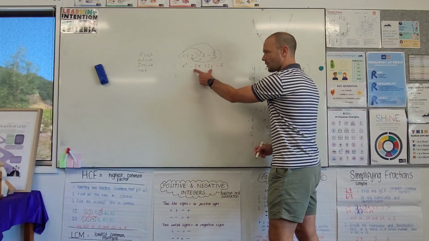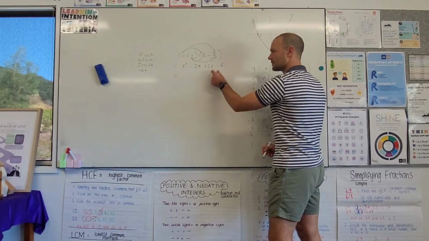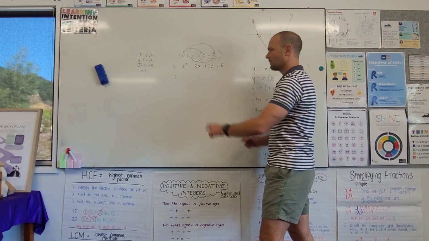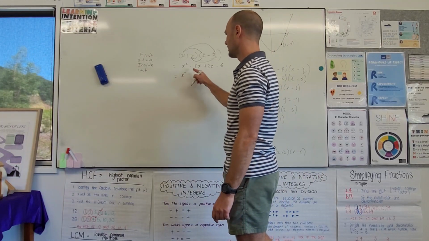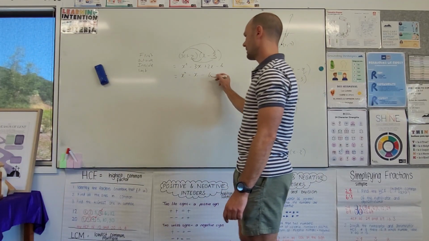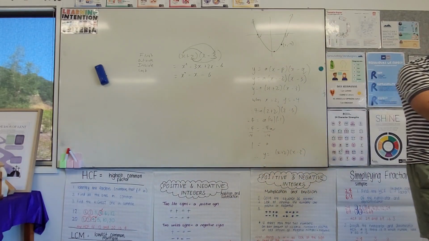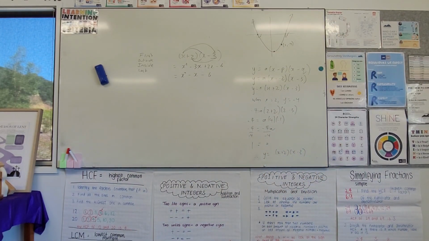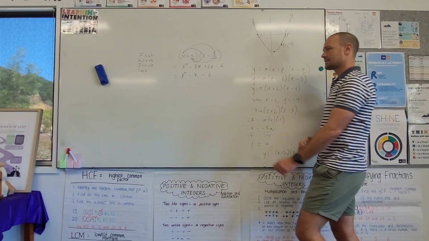Now we can collect those like terms. They're the same term because they have the same power of x. We have x squared minus 3x plus 2x. That's going to be minus x. And then take 6. So that's the quadratic expressed in the form ax squared plus bx plus c.